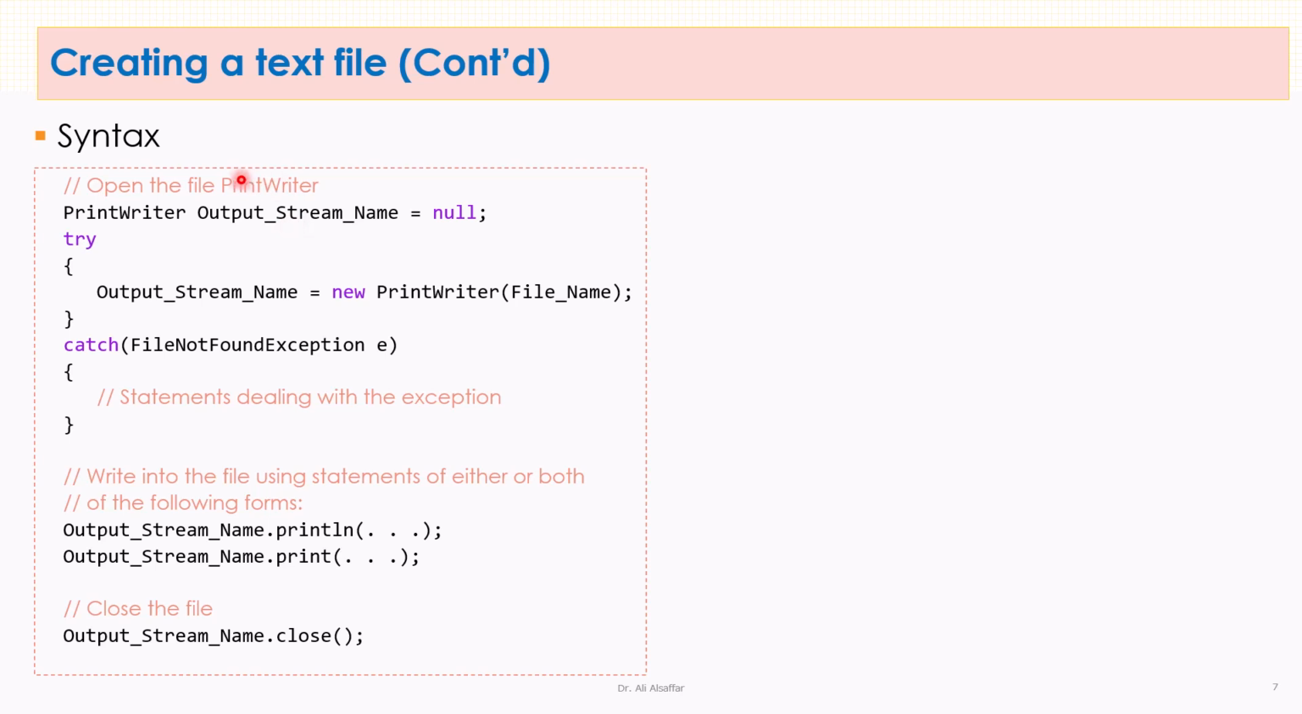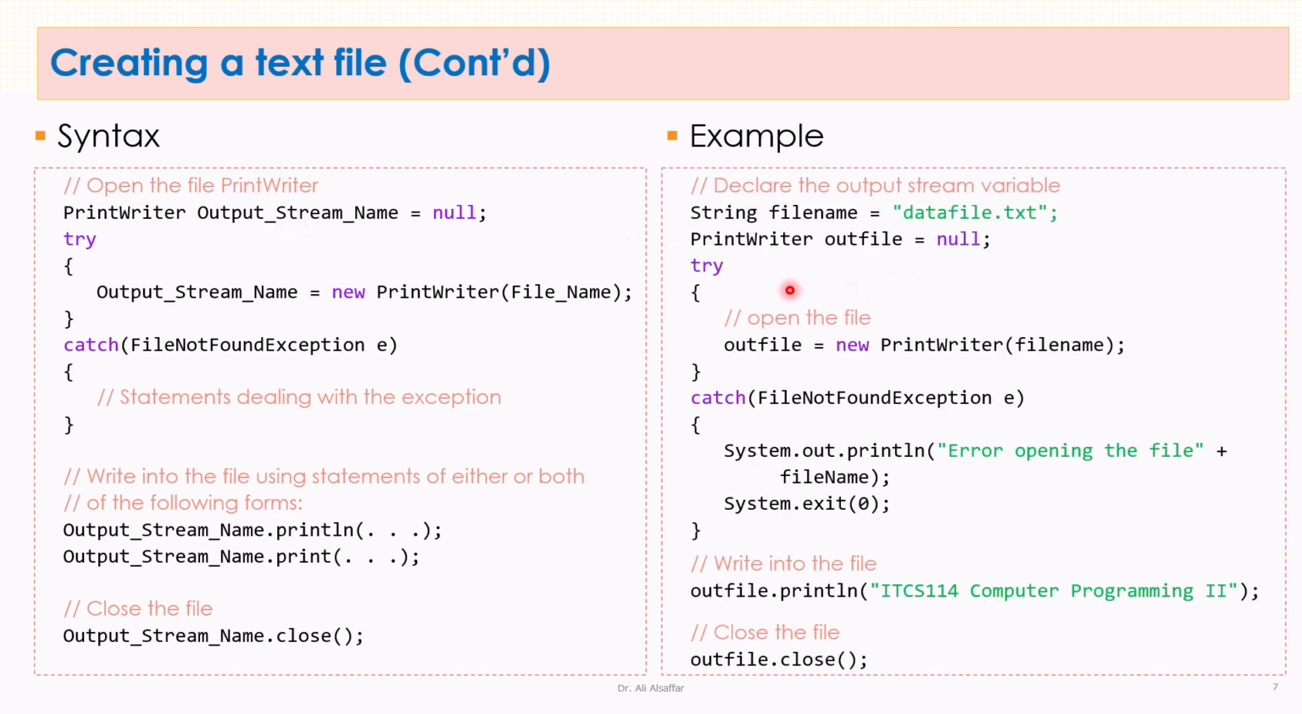A typical example showing you how to create a text file in Java. Suppose we would like to create an output file called datafile.txt. Datafile.txt is the name of the file that will appear on your computer when the file is created. Notice that we are giving the file name in a variable called fileName, as a string. We did that because maybe we can extend the program and ask the user to enter the file name as an input and save it into fileName.